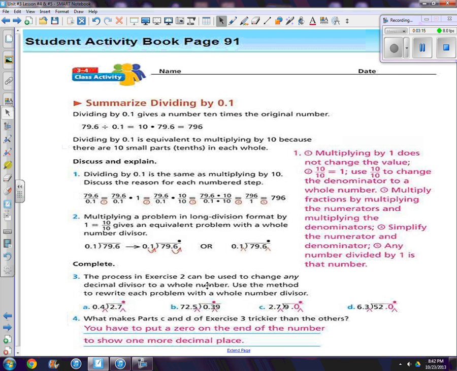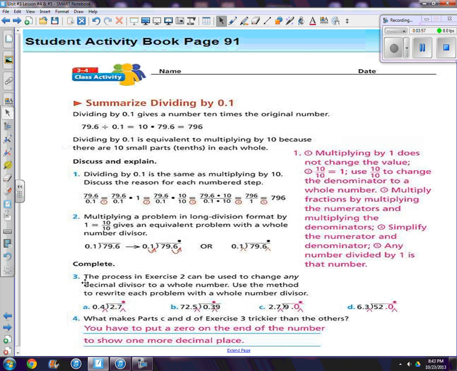Number 2 goes on to say multiply a problem in long division format by 1. By 1, which is 10 over 10, gives an equivalent problem with a whole number divisor. So what they're showing you is, when you have a division problem with a decimal outside of the house and inside of the house, 0.1 into 79.6, you move the decimal one place to the right, which would be multiplying by 10. But what you do outside, you must do inside. So the 79.6, you move the decimal one place to the right, and now it's really 1 into 796.